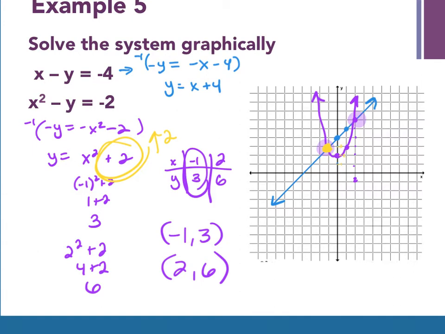Everybody? So wouldn't a point of intersection be there as well? The -1, 3? Yeah, that's this one. So -1, 3, and 2, 6 are both points. Oh, so we just put one answer, or we have to do... No, you put both.